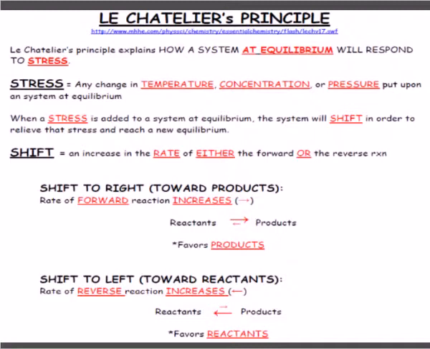So when that stress is added, the system will shift in order to relieve the stress, meaning it will shift toward the product, so it's going to start reacting more, combining the reactants to make more products, or it'll shift away from the product side of your reaction and shift back toward the reactants and reproduce those. The shift is either an increase in the rate of either the forward or the reverse reaction.